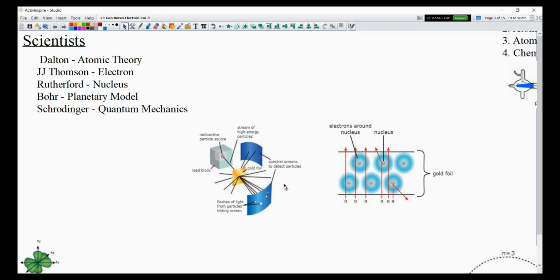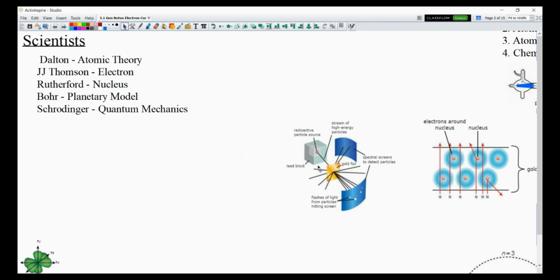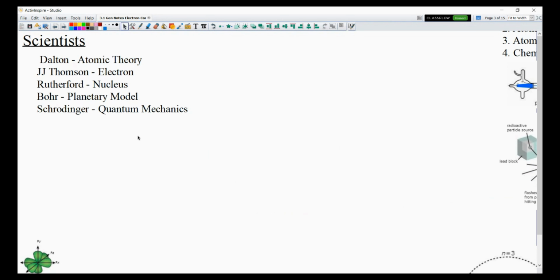And so what he deduced was that the atoms had a very, very dense center that these were hitting and bouncing off of, and he called that the nucleus of the atom. Okay, so Rutherford discovered the nucleus.